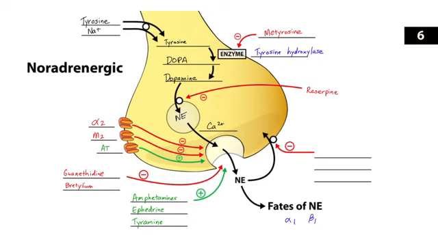So those are two of the fates of norepinephrine. It can bind to a postsynaptic receptor or it can bind to a presynaptic autoreceptor. A third potential fate of norepinephrine is reuptake, which you can see right here.